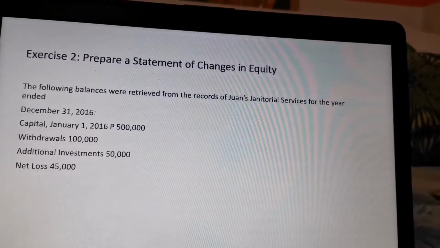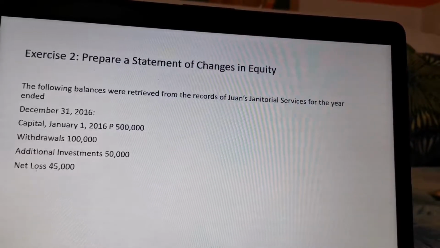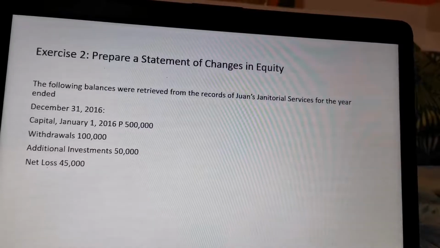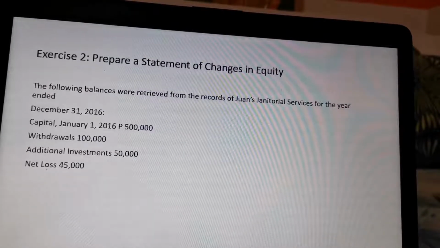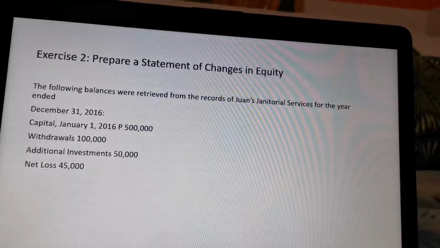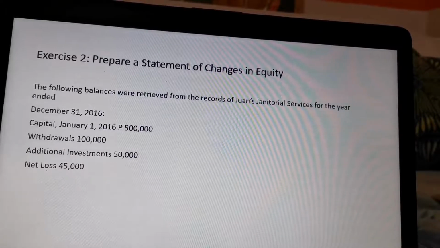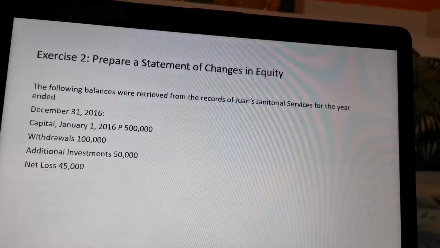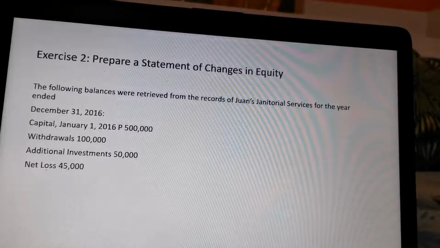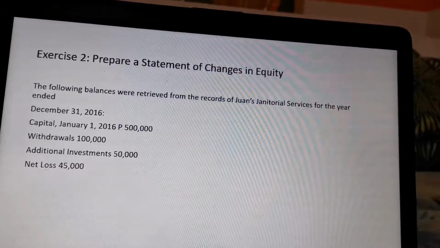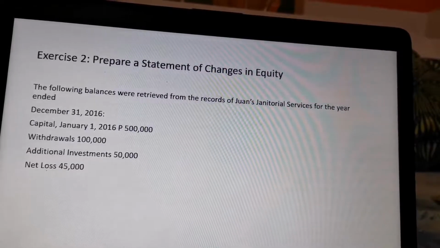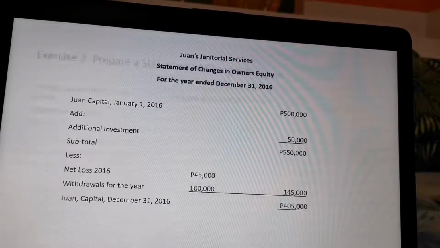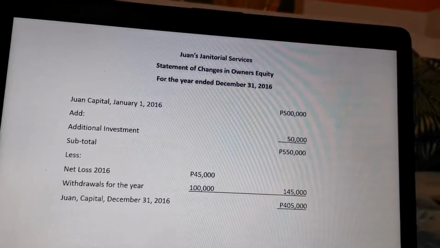Yan. Next ay, itong problem natin, sabi dito, prepare a statement of changes in equity. Ayan, so the following balances were retrieved from the records of One Janitorial Services for the year ended December 31, 2016. Yan, so we have a capital. Beginning capital is 500,000. We have withdrawals, we have additional investment, and we have the net loss. So, paano nga ba mag-prepare ng statement of changes in equity? Yan, so makikita natin dito.